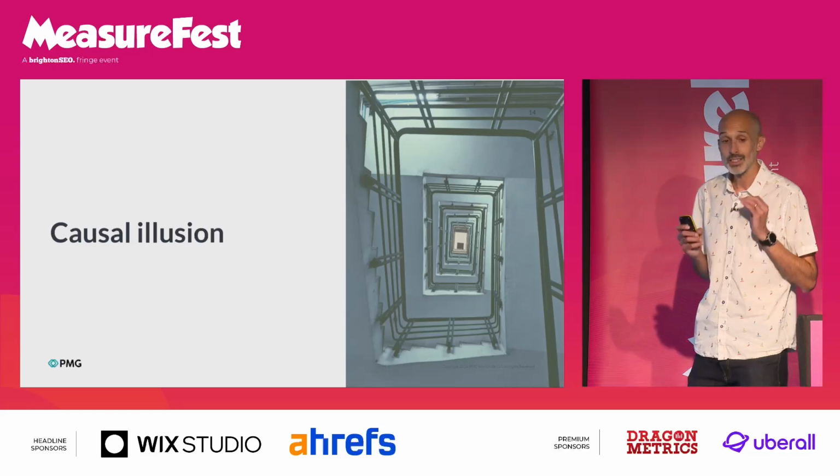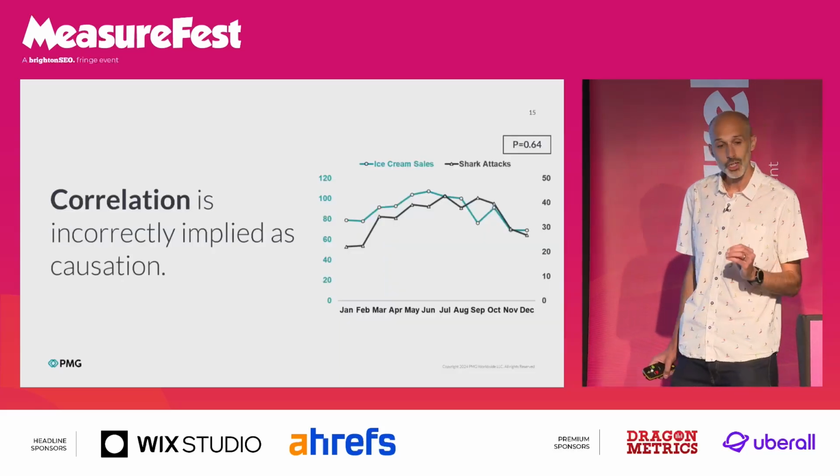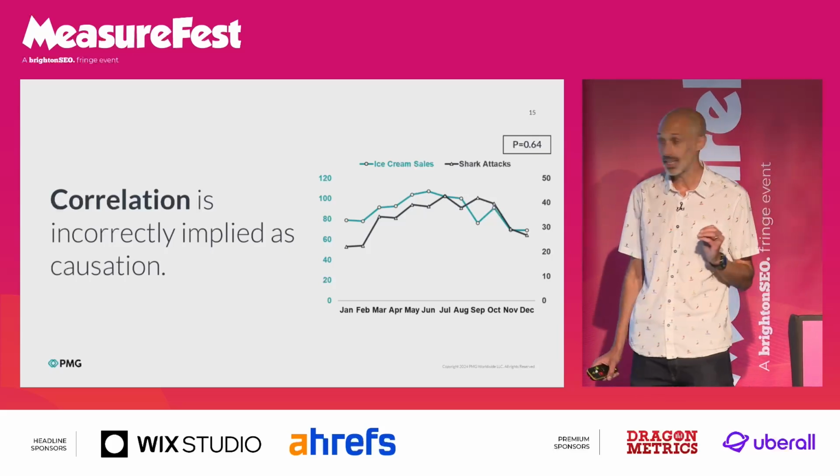Our next bias is the one of causal illusion. Causal illusion is where correlation is incorrectly implied as causation.